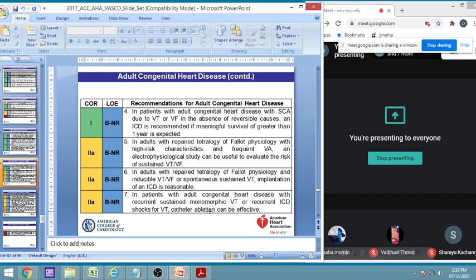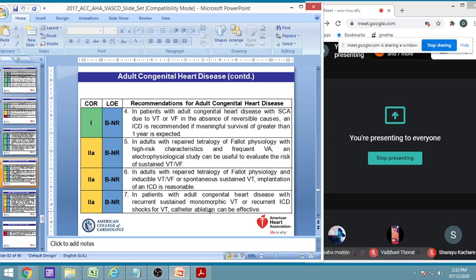Then in adult congenital heart disease, patients with chances of sudden cardiac arrest due to ventricular tachyarrhythmias or ventricular fibrillation, and there is no such cause which can be reversed or changed. For example, if it is drug induced, and if we change or stop the drug, then it should be reversible. So in all such cases, ICD is recommended.